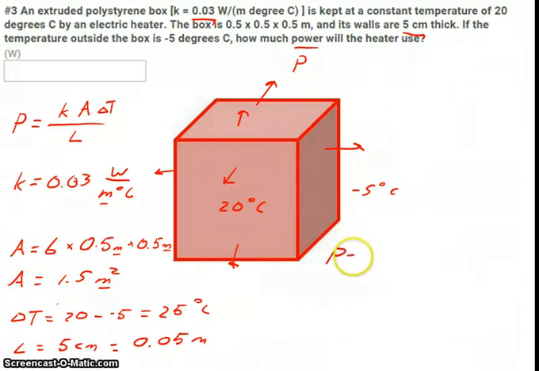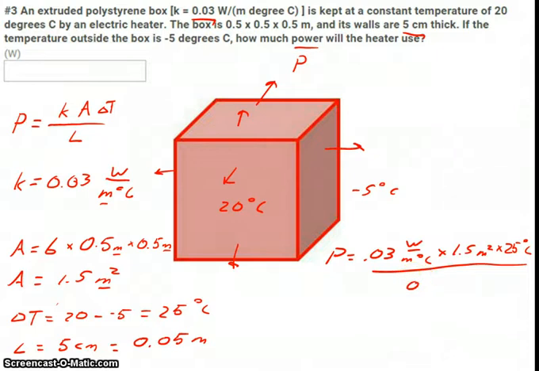So power is going to be equal to 0.03, and I want to put my units in here to double check things: watts per meter degrees Celsius, times 1.5 meters squared, times 25 degrees C, all divided by 0.05 meters. Alright, we've got a lot of units to cancel out here.